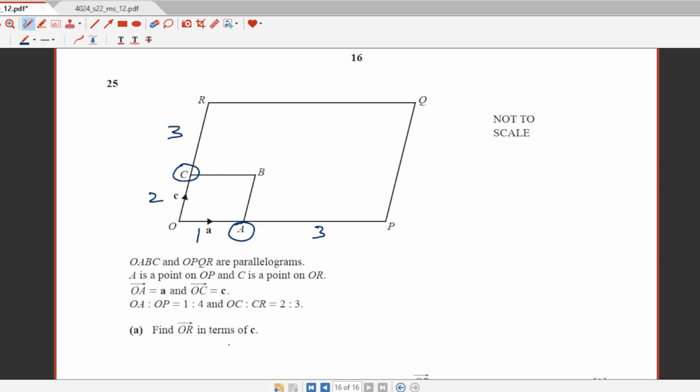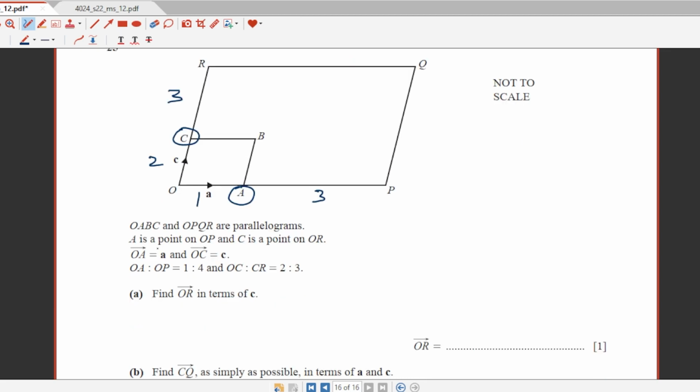Find OR in terms of C. You need to find OR. OC is 2/5 of OR. We can write OC is 2/5 of OR. OC is C, and 2/5 of OR. 5 will be multiplied by C and 2 will be divided on the other side. The answer of OR will be 5C over 2.